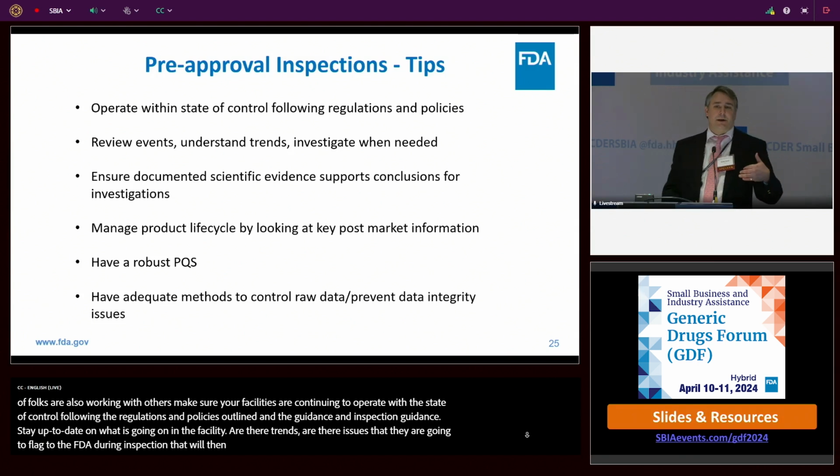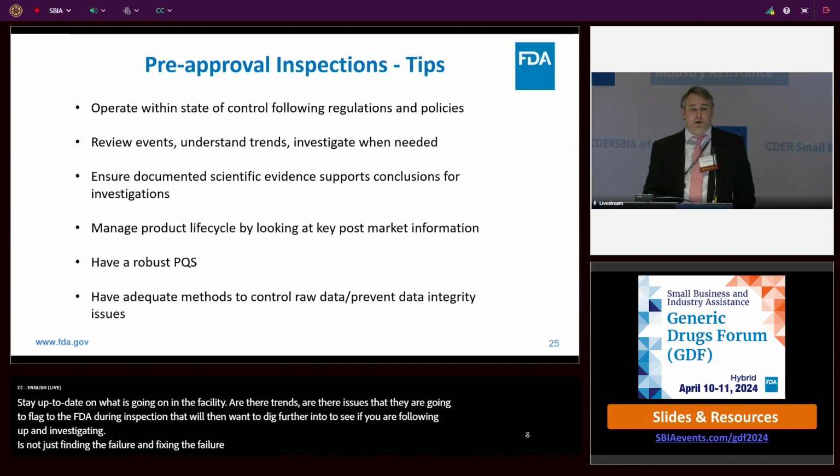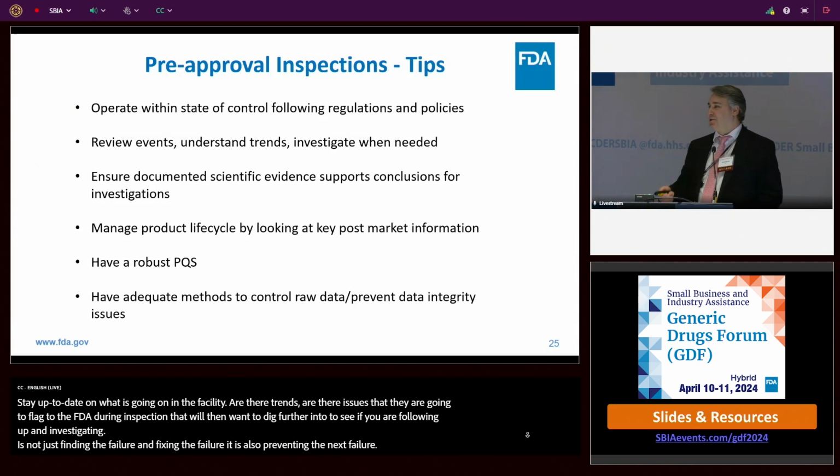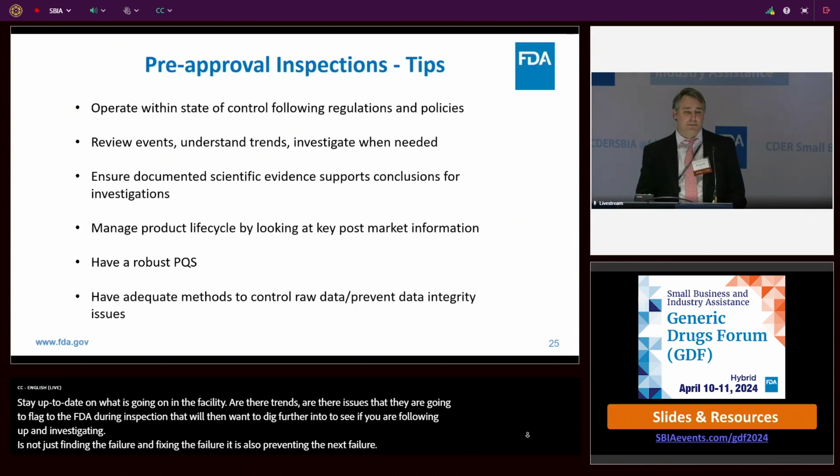It's not just finding the failure and fixing the failure. It's also preventing that next failure. And so always document, right? Just because you did something and you tell me you did it, you're going to have to prove it to me while I'm on the site.